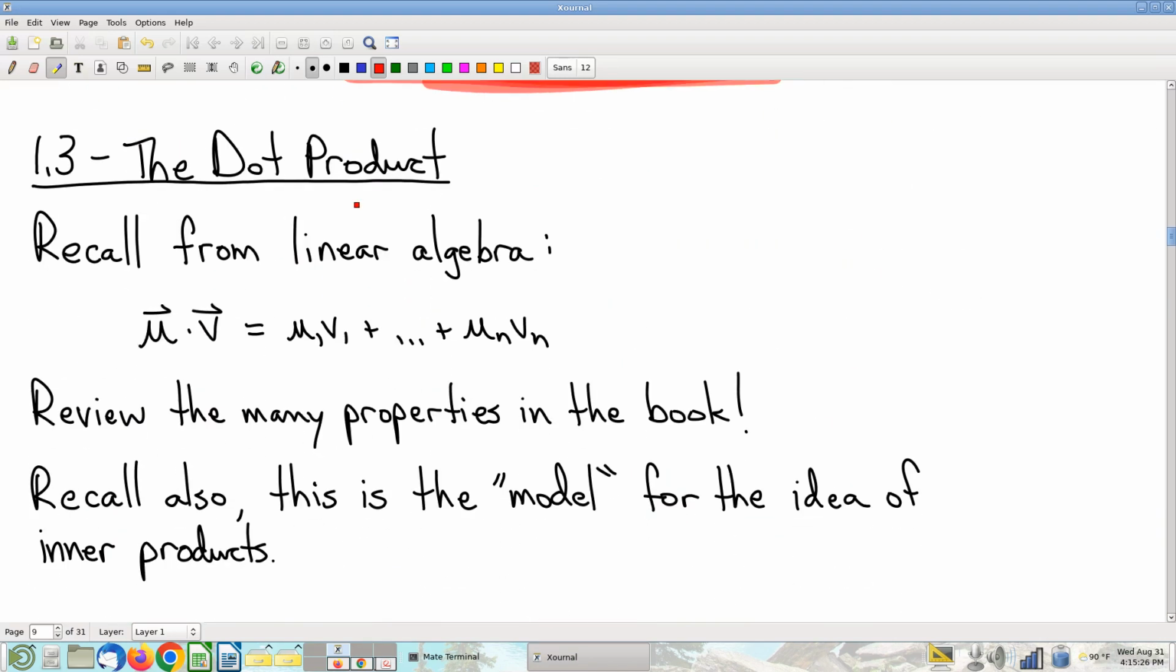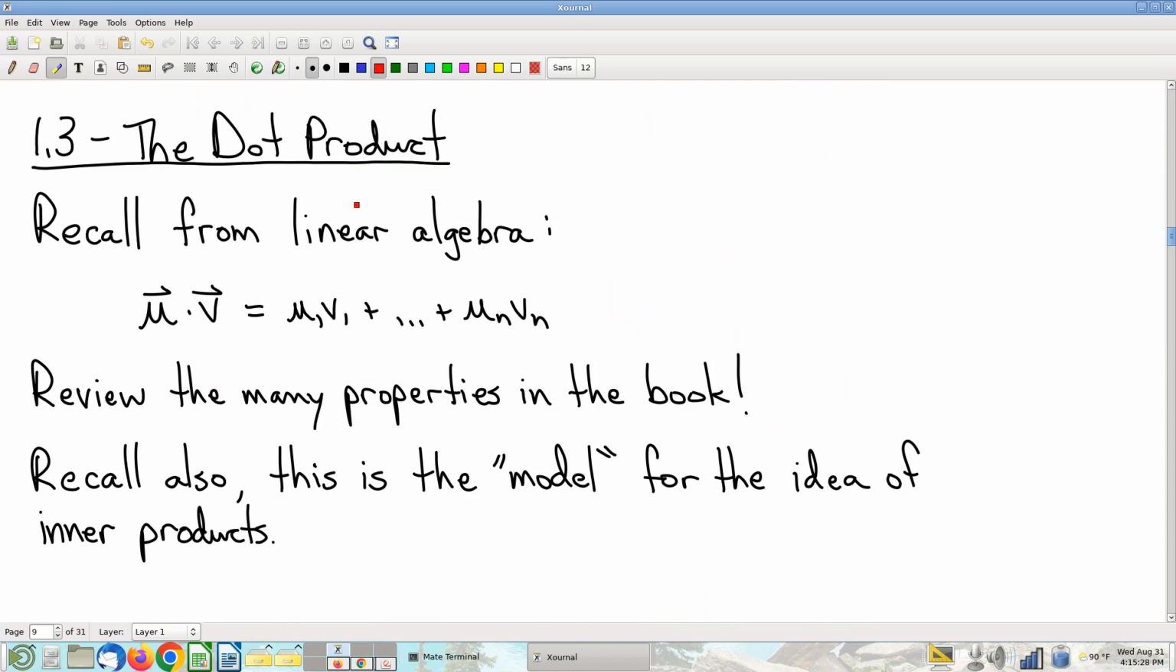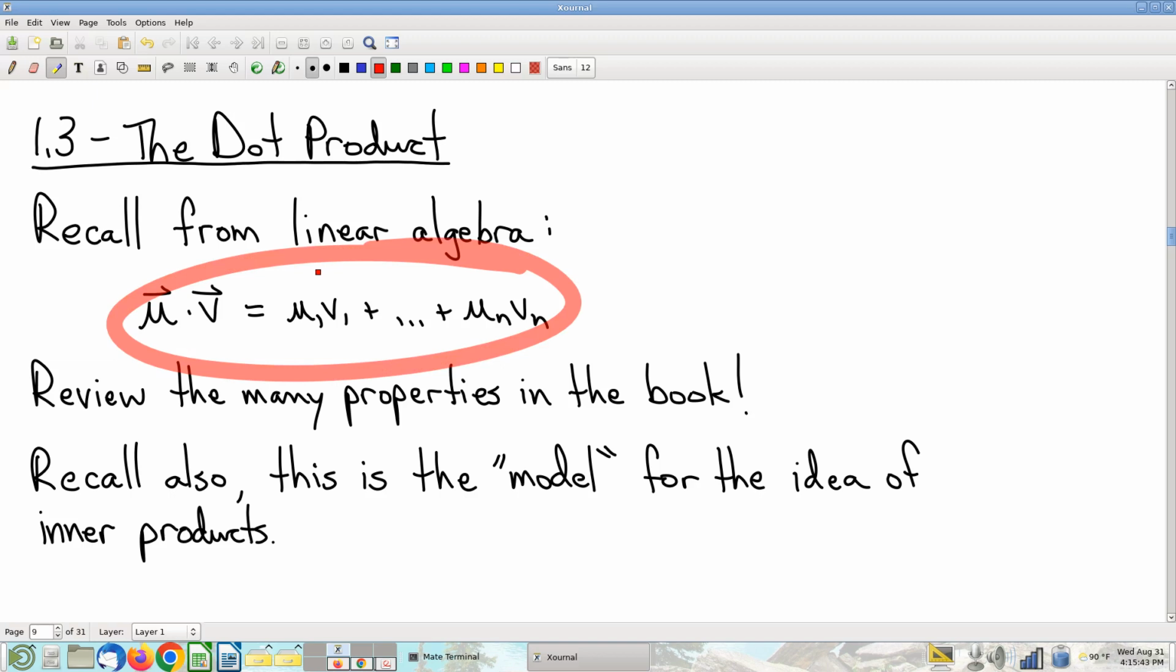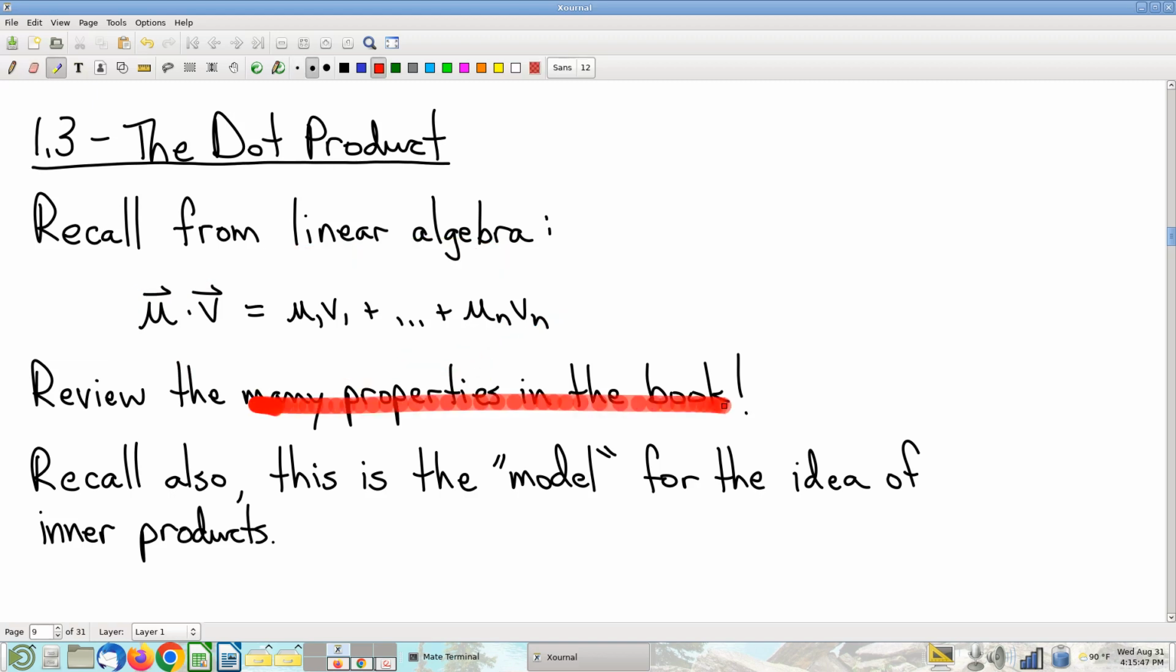Okay, so we're going to move on now to section 1.3. Oh, we only have 5 minutes left. The thing about it is, again, the dot product is pretty much review. I think y'all have seen most of this, if not all of this before. So I'm just going to hit what I think are the most important things. I'm fairly sure you already know the formula. Quick reminder, there's a bunch of properties of dot products. They're in the book. Make sure to review those.